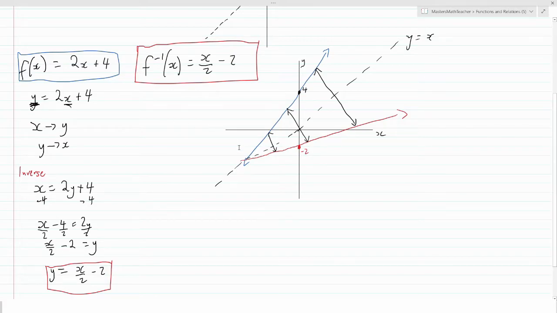Now there's a few rules that apply with taking the inverse of a function. The first rule to do with inverse functions, we can actually tell based on the name of it.